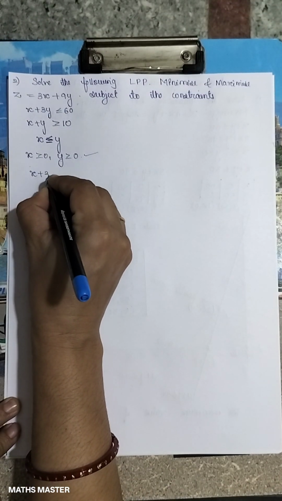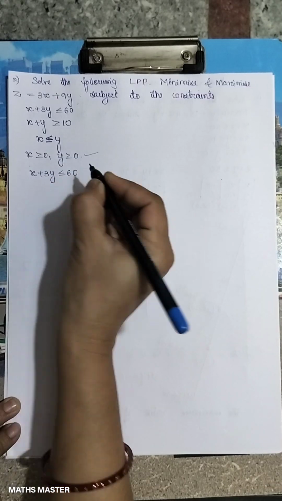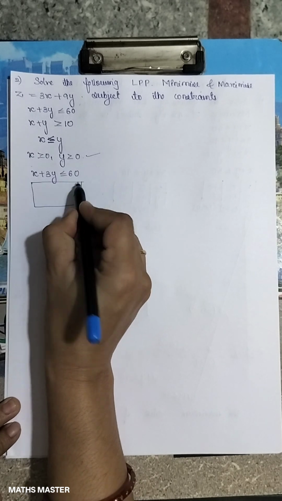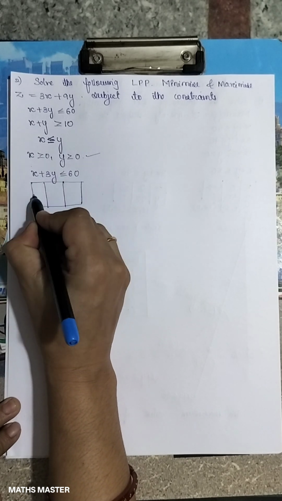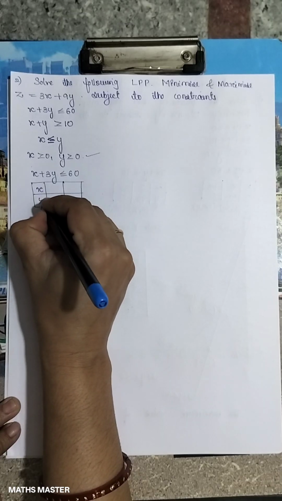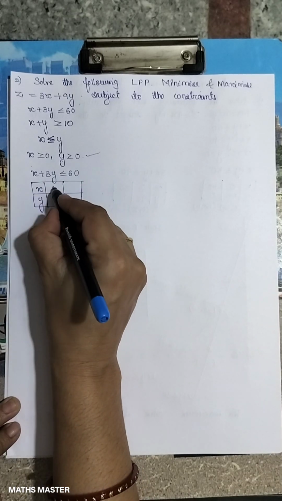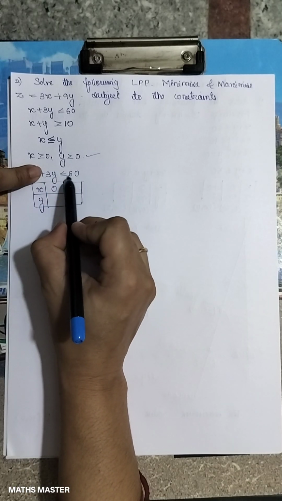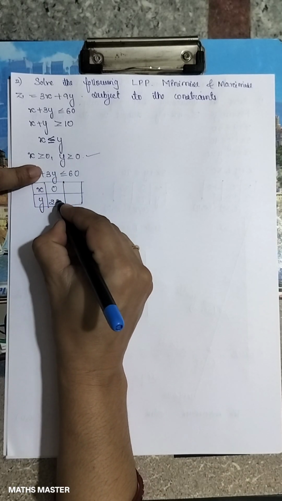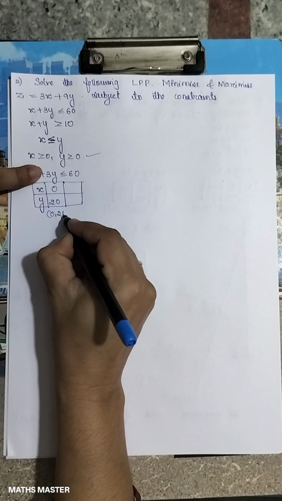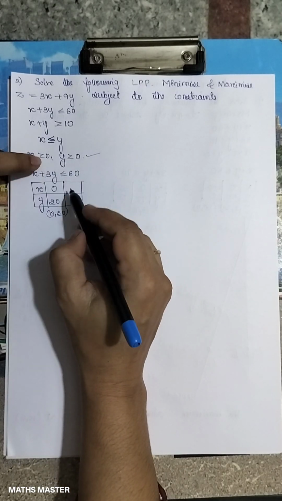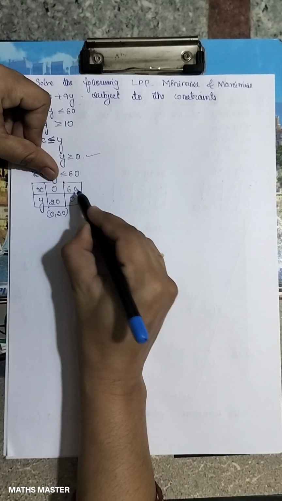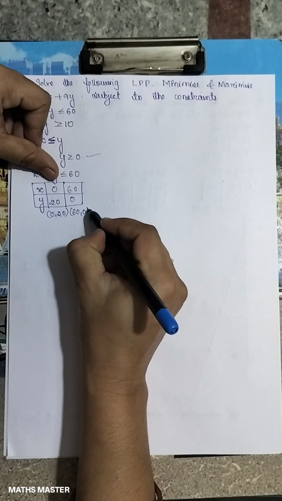So let us do x plus 3y less than or equal to 60. This is the first constraint. Let us consider the table for this, x, y. If x is equal to 0, this term will be eliminated, so y will be equal to 60 by 3, which is 20. So we have got 0 comma 20. Next, if y is equal to 0, then x will be 60. So we have got another point, 60 comma 0.